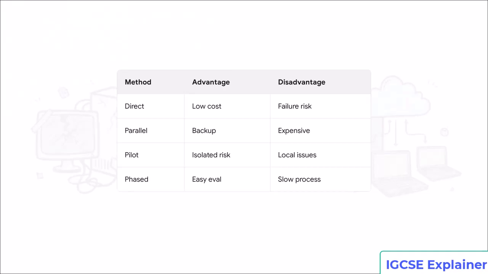Synthesizing all of this, it's super clear there are no perfect answers, only trade-offs. Direct gives you low cost but disastrous failure risk. Parallel gives you a complete backup but expensive double work. Pilot offers an isolated failure radius but localized disruption. And phased provides granular evaluation but suffers from a very slow timeline.